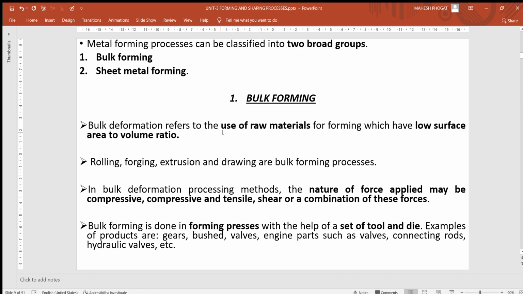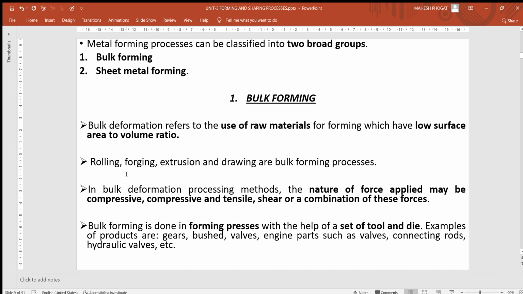Bulk forming refers to the use of raw material which has a low surface area to volume ratio. Rolling, forging, and extrusion are all subcategories of bulk forming. Here the nature of force can differ: you can use tensile force, compressive force, or a combination of these forces. A set of tool and die is used, which helps to create the change in shape, that is, to form or deform the material.